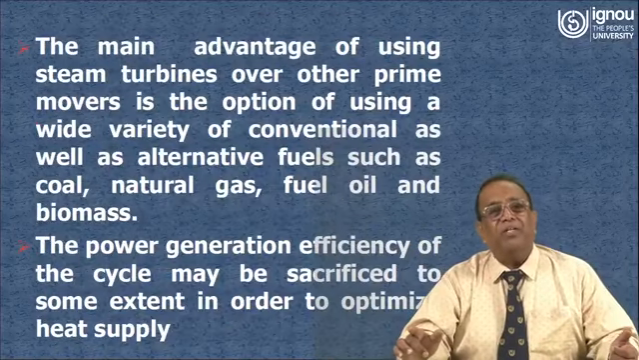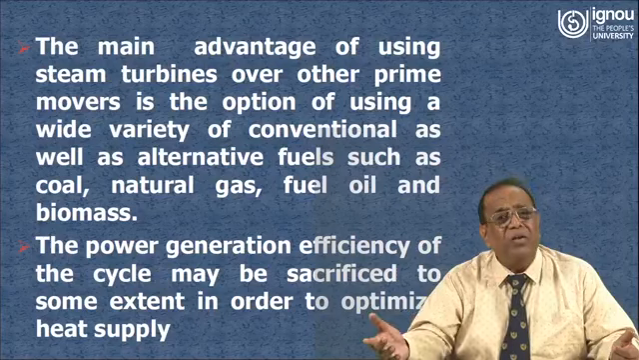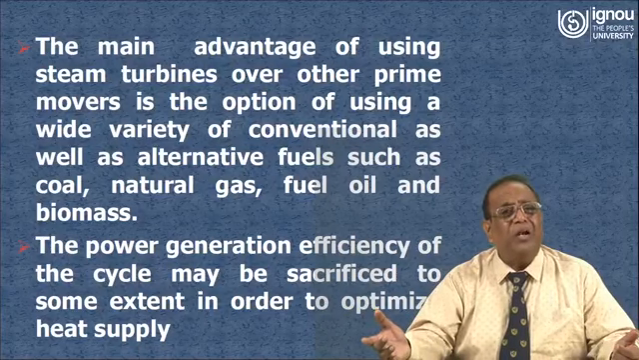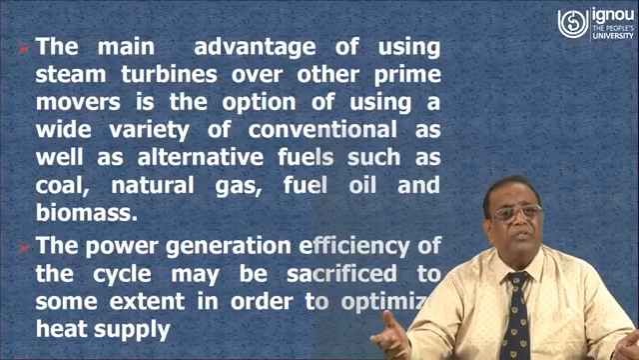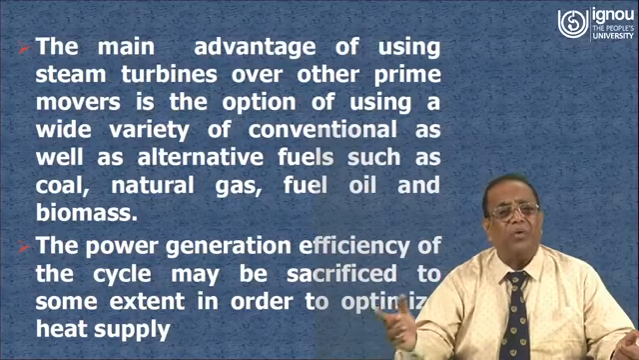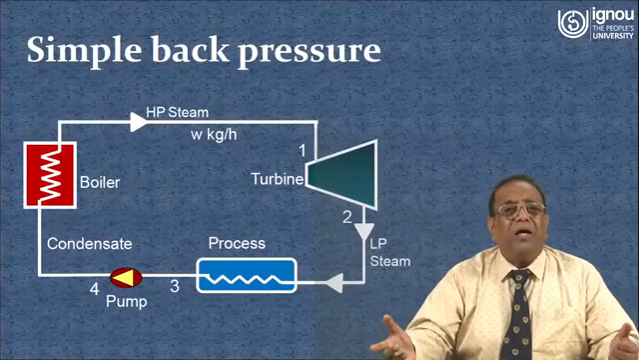The main advantage of using a steam turbine over other prime movers is the option of using a wide variety of conventional as well as alternative fuels such as coal, natural gas, fuel oil and biomass. The power generation efficiency of the cycle may be sacrificed to some extent in order to optimize heat supply. Now, this is the simple back pressure cycle.